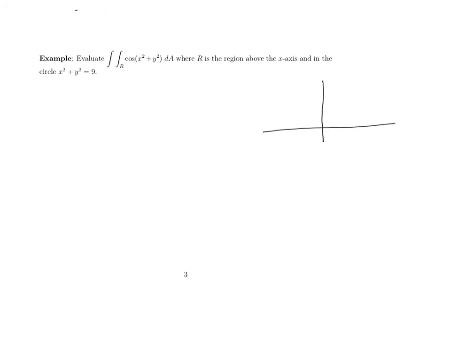Let's evaluate the double integral of cosine of x squared plus y squared, where R is the region above the x-axis and in the circle of radius 3 centered at the origin. So the first step is going to be sketching our region of integration. So it's essentially this region enclosed, call it R, by the top half of a circle of radius 3 centered at the origin.